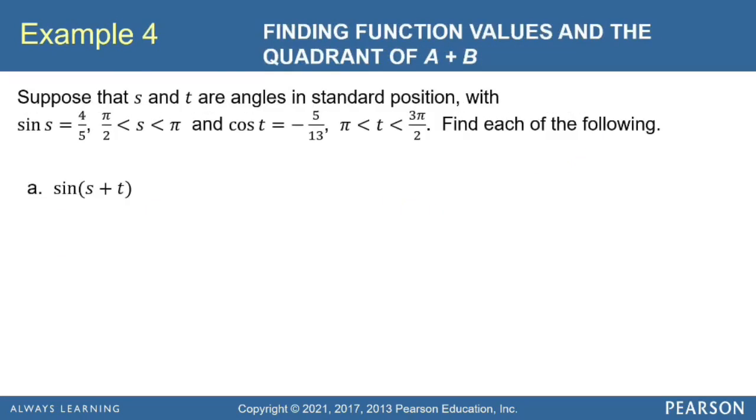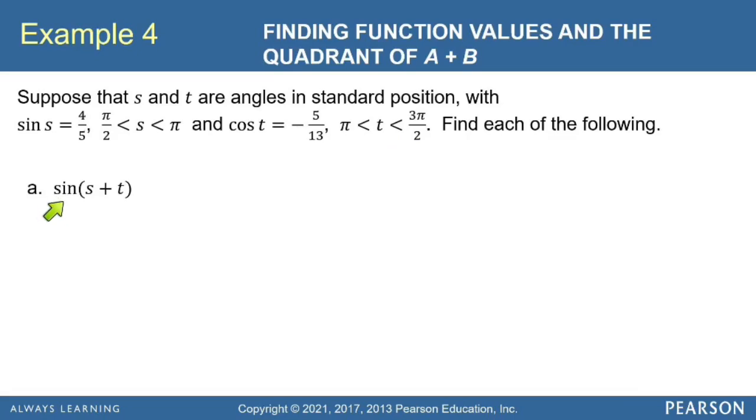Now here's example 4, and you'll recognize this as an S and T problem like the one we had in section 5.3. So it says, suppose that S and T are angles in standard position with the sine of S equal to 4 over 5, and S is between pi over 2 and pi radians, and the cosine of T is equal to -5 over 13, and T is between pi and 3 pi over 2 radians.